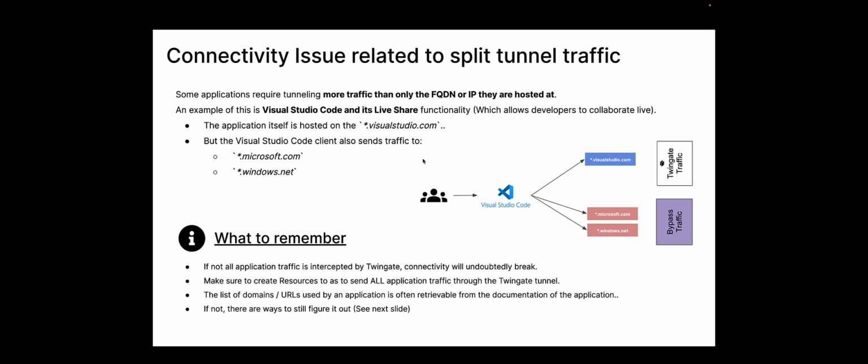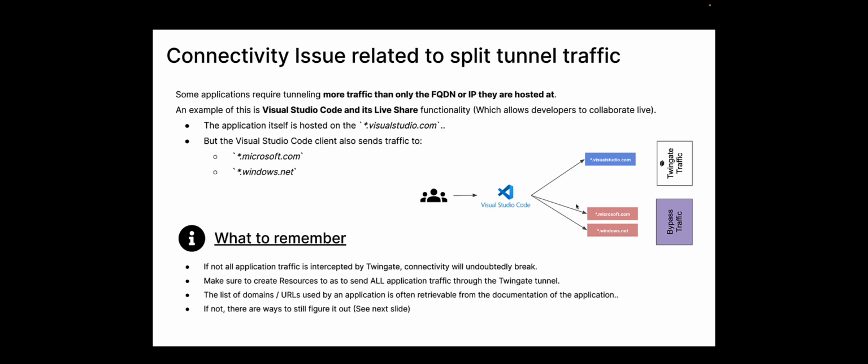So in this case, if you know that Visual Studio Code is going to send traffic to visualstudio.com, but also Microsoft.com and Windows.net, and you only create a resource for visualstudio.com, then it's not going to work because some of the traffic is going to be bypassed and the application is not going to understand two different streams coming from two different places. So what you'll simply need to do in this case is add two resources to make sure the right traffic gets intercepted for all of the domains here.